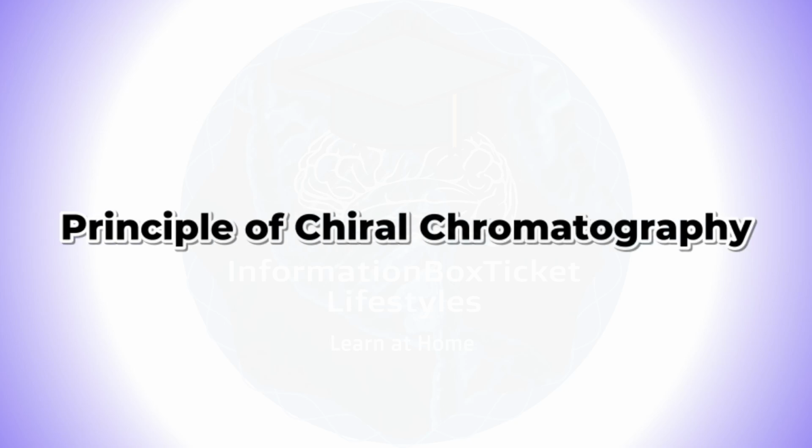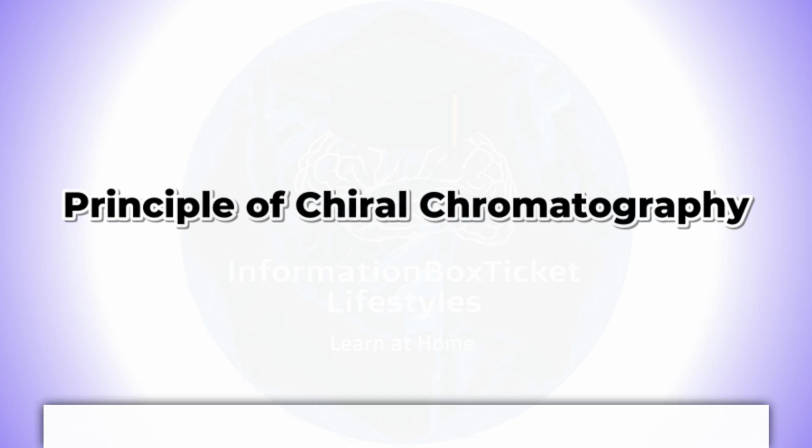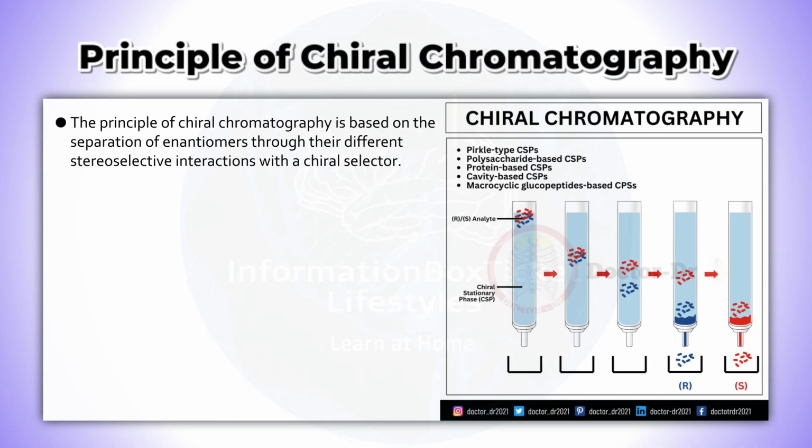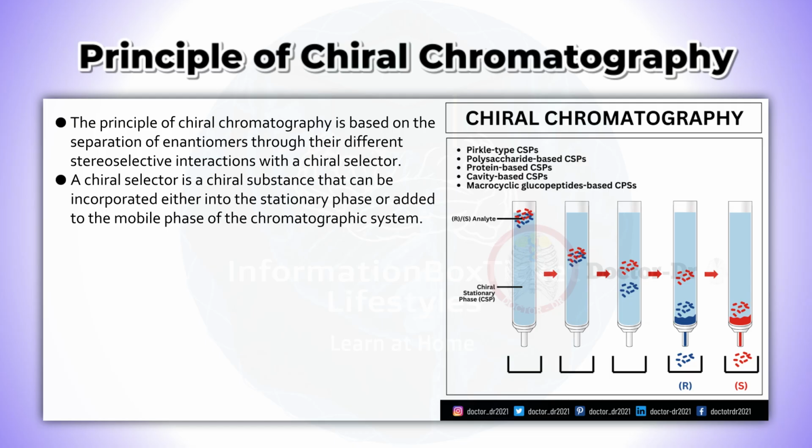Principle of chiral chromatography. The principle of chiral chromatography is based on the separation of enantiomers through their different stereoselective interactions with a chiral selector. A chiral selector is a chiral substance that can be incorporated either into the stationary phase or added to the mobile phase of the chromatographic system.